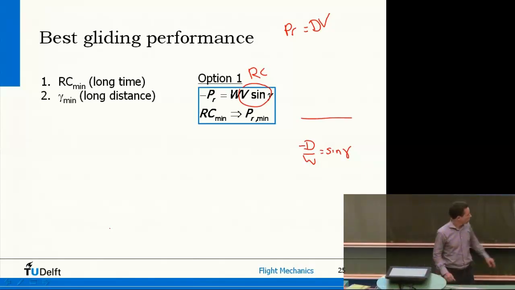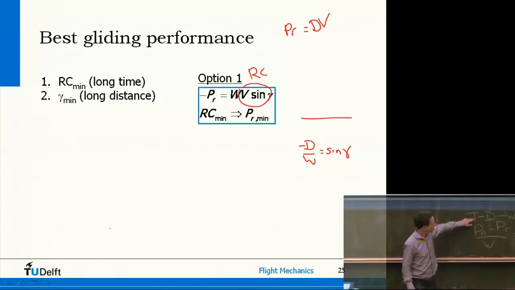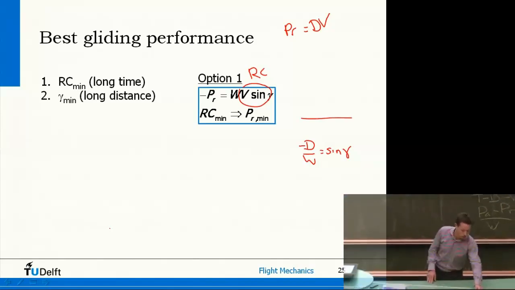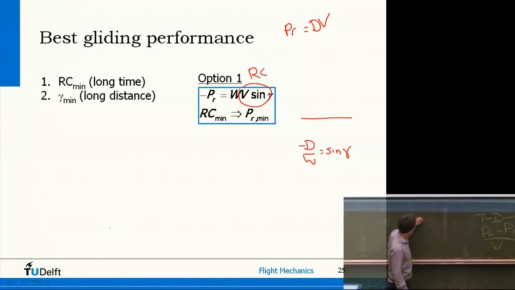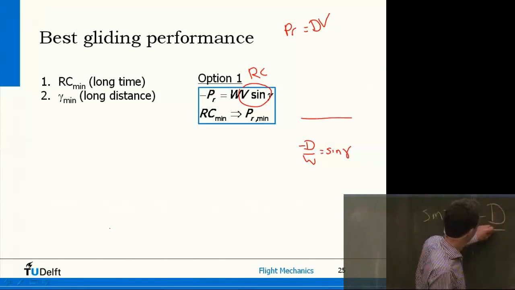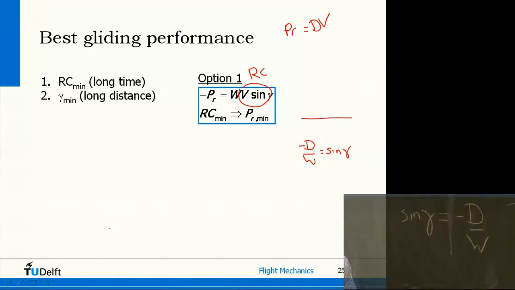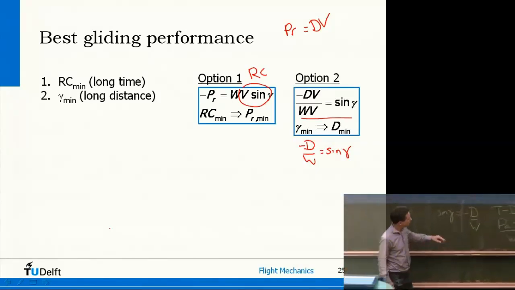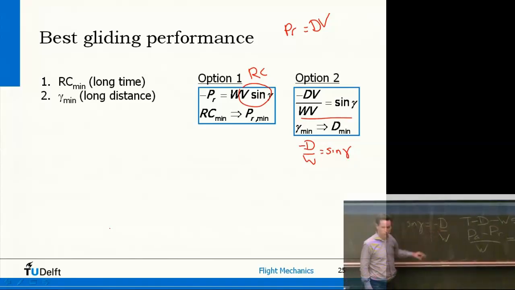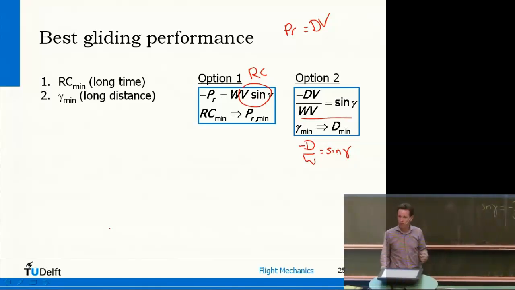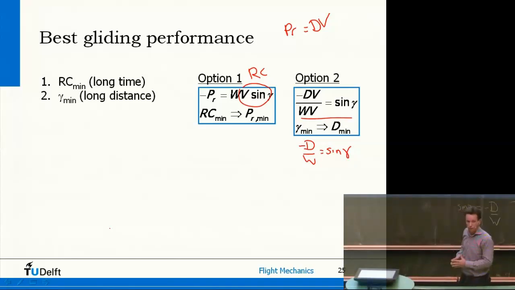And for the second option, of course, we need this equation, because then we're interested in the angle gamma. We know thrust is equal to 0, so that also means that sine gamma is minus drag over weight. So that is an equation for the angle. You can see straight away that for the second option, it's very nice to have minimum drag. And if you look at the first option, time, then it's very nice to have minimum power. So it's a slightly different thing, but they are related to each other.